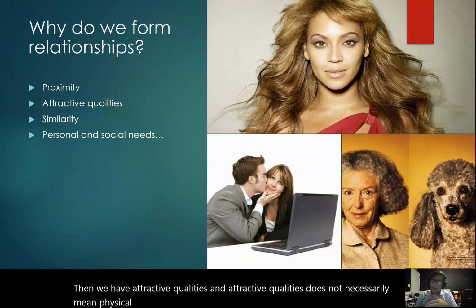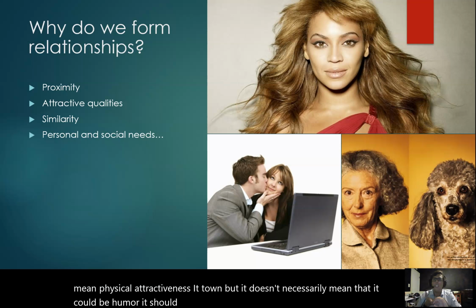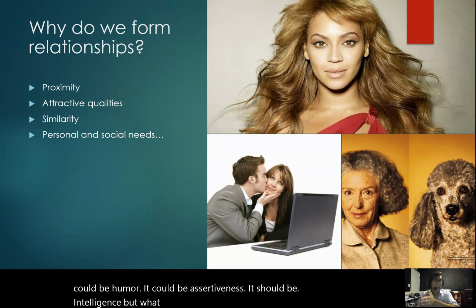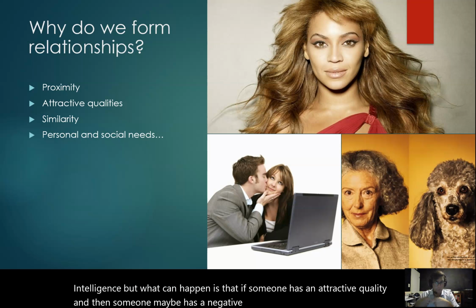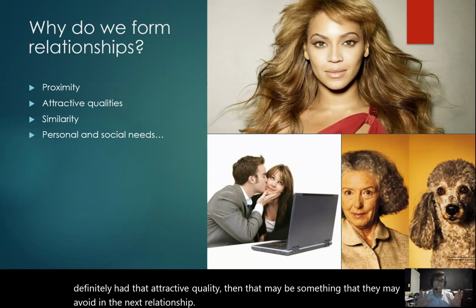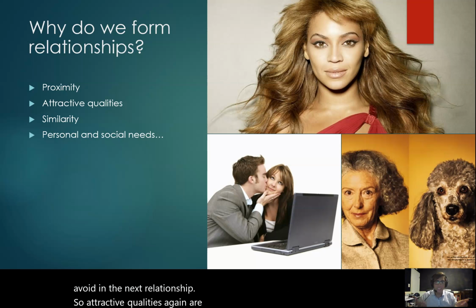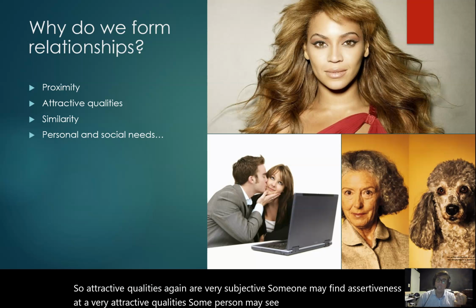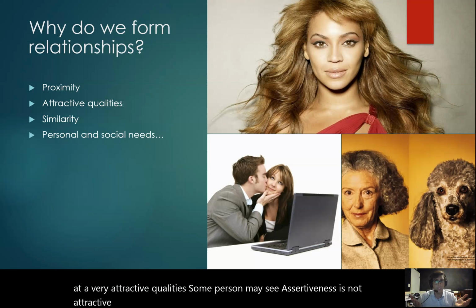It can, but it doesn't necessarily mean that. It could be humor. It could be assertiveness. It could be intelligence. But what can happen is that if someone has an attractive quality and then has a negative relationship with someone who definitely had that attractive quality, then that may be something they avoid in the next relationship. So attractive qualities, again, are very subjective. Someone may find assertiveness a very attractive quality. Some person may see assertiveness as not an attractive quality, depending on the person and the relationship.